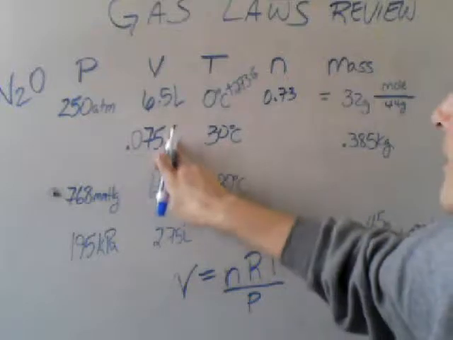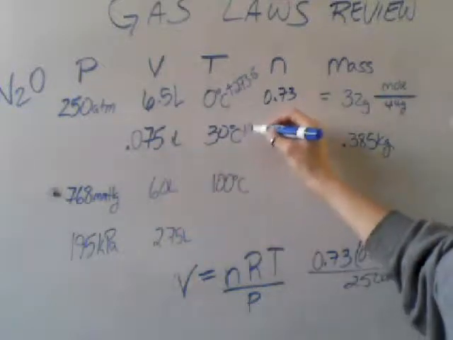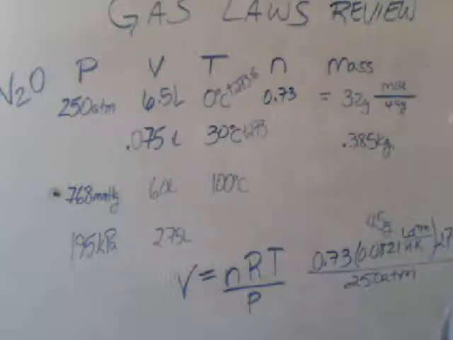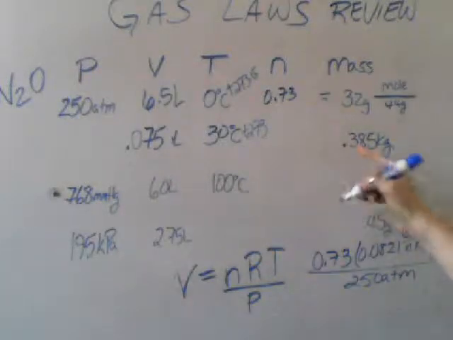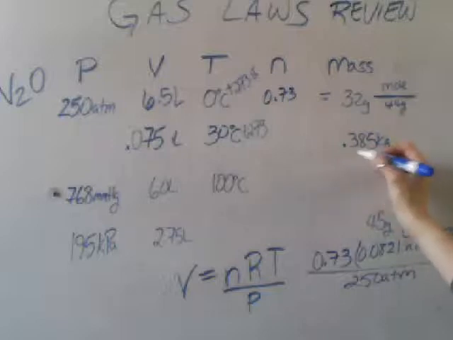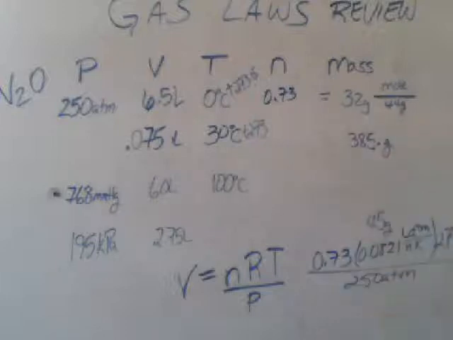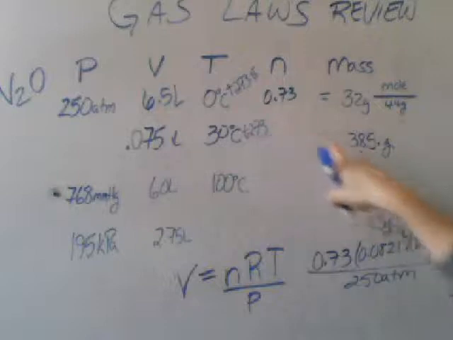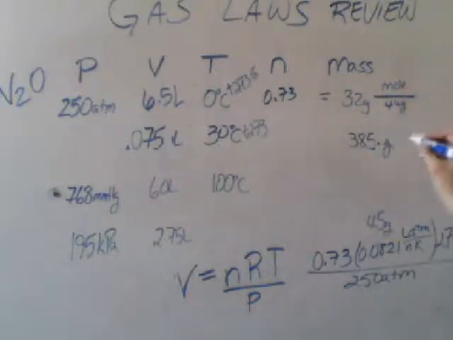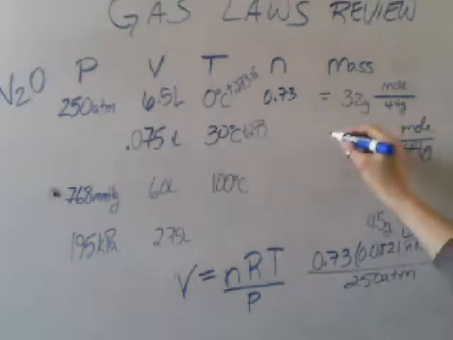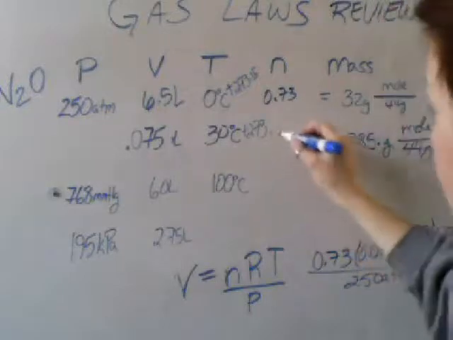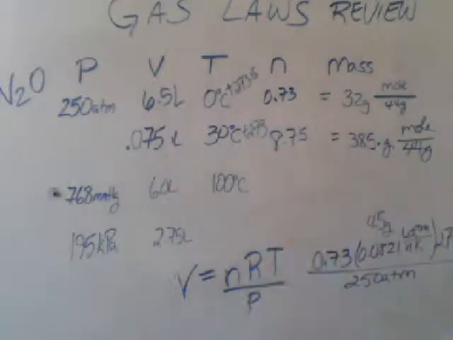0.075 liters of that. We know that we want to add 273 to our temperature to get it in Kelvin, and we have kilograms. We know there's 1,000 grams in every kilogram, so we'll move our decimal place this way to get grams, and then we need, of course, our moles. We have our mass, and it's the same mass as above, so we can divide by 44 grams per mole, and we get 8.75 moles.